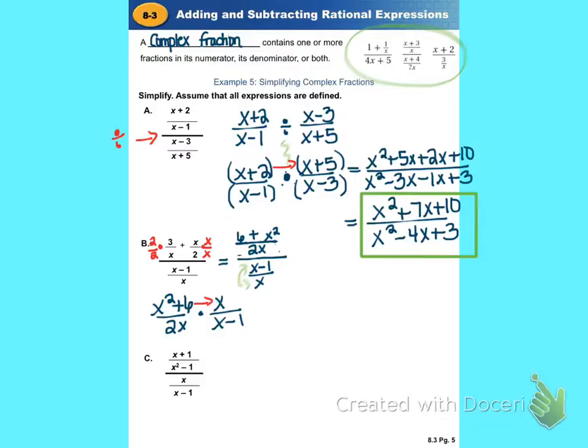So I'm going to multiply tops and bottoms. Well, when I multiply the top, I'm multiplying this whole quantity, x squared plus 6, by x. So that makes x cubed plus 6x.